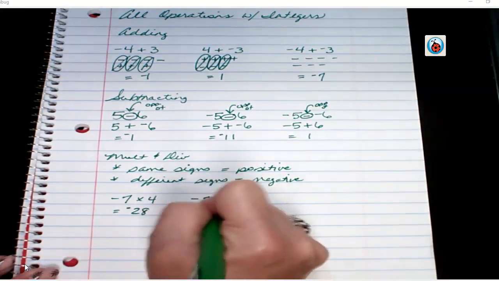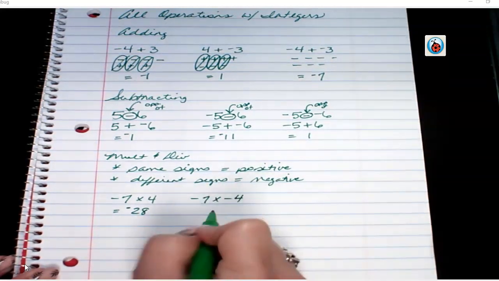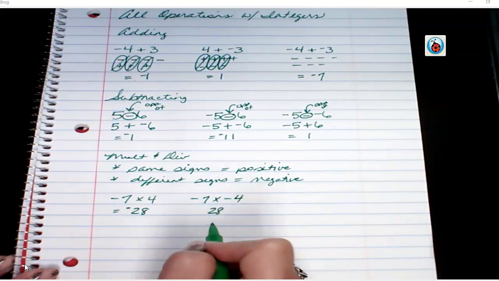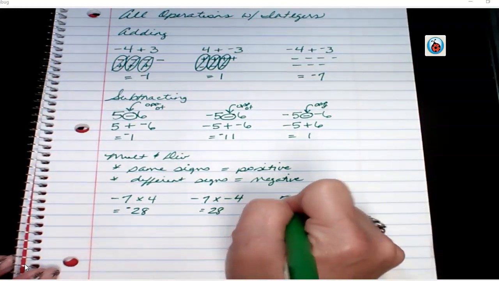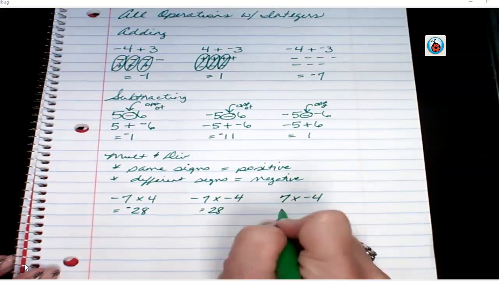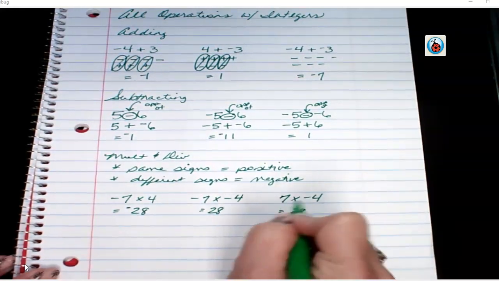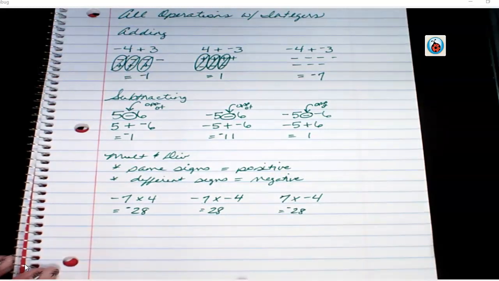If I have negative 7 times negative 4, 7 times 4 is 28. Same signs. You and your mom agree, that is a positive thing. Positive 28. Again, if I have a positive 7 times a negative, 7 times 4 is still 28. Different signs. You don't agree, so it's negative.